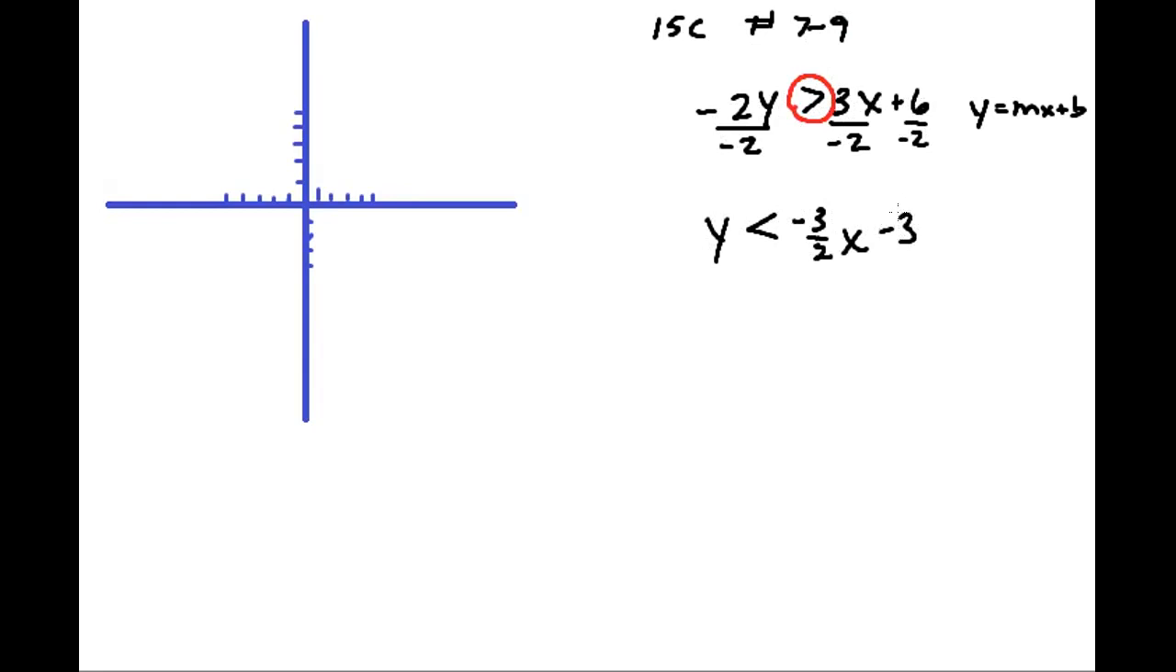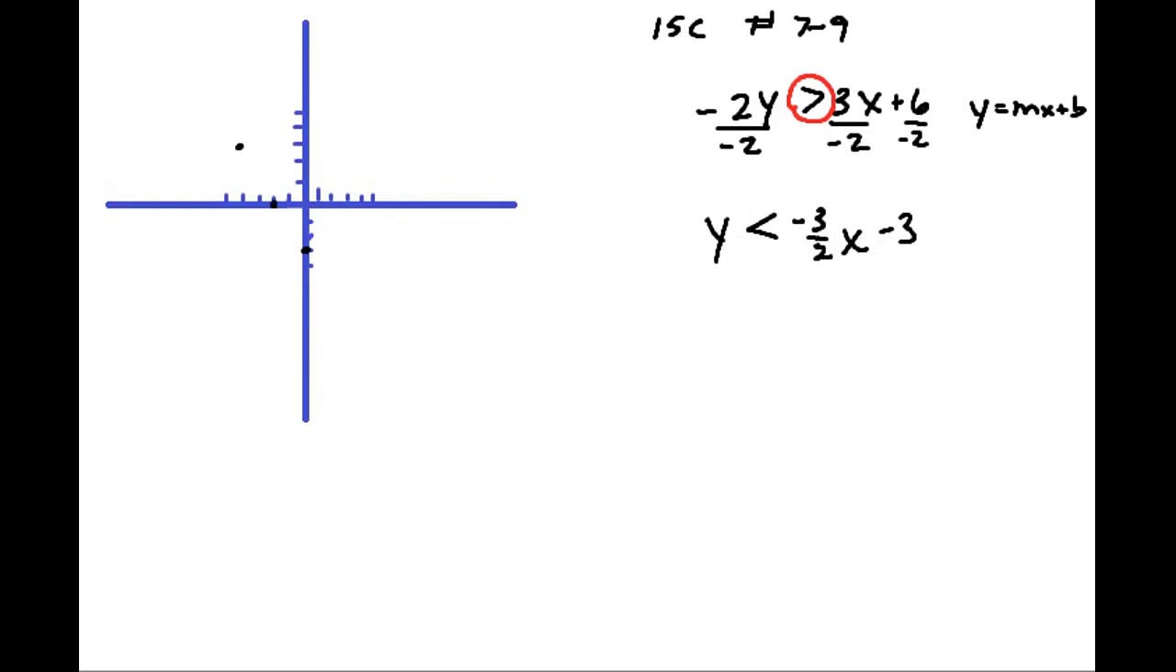Now we need to graph the inequality. So I have to graph the line, and then because it is less than and not a less than or equal to, that means I need to make a dotted or a dashed line, but I need some holes in that line. So I start with my y-intercept is -3. I'm going to go up 1, 2, 3, and then I'm going to go backwards 2. And then I'm going to go up 1, 2, 3, and then I'm going to go backwards 2.